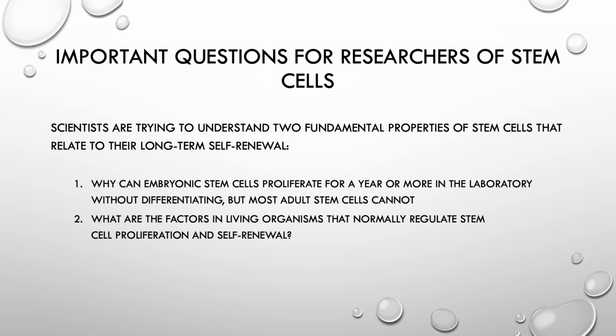There are two fundamental properties of stem cells that relate to their long-term self-renewal that scientists are trying to understand. One, why can embryonic stem cells proliferate or divide for a year or more in the laboratory without differentiating, without becoming a specialized cell, but most adult stem cells cannot? And two, what are the factors in living organisms that normally regulate stem cell proliferation and self-renewal?